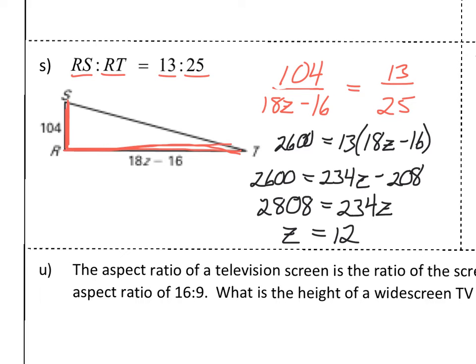Looks like we end up with z equals 12. As I said before, if you want to, you can go through and check your work. So I could take that 12 and plug it in here, which is actually going to give me 200. So then if I were to compare the two side lengths, RS compared to RT, which I now know is 200, that's going to reduce down to 13 over 25 if I divide both of them by 8.